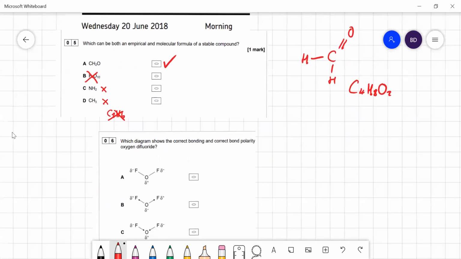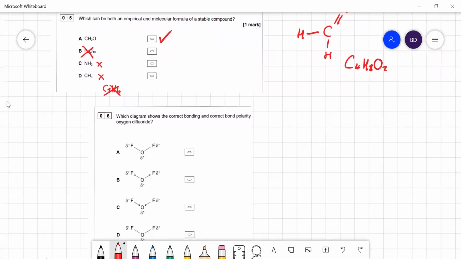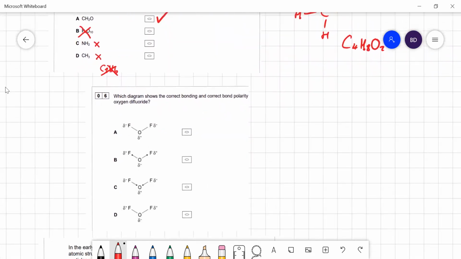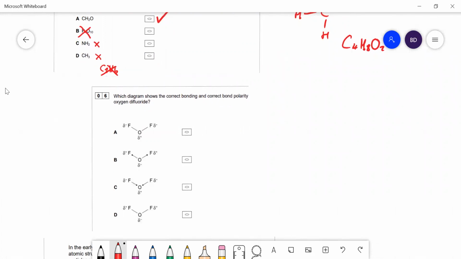Number 6, the diagram shows the correct bonding and correct polarity of oxygen difluoride. Okay, there are no double bonds, so forget that one and that one. Now, fluorine is more electronegative than oxygen, so there's going to be the partial negative charge on the fluorines, positive on the oxygen. That's the one there.